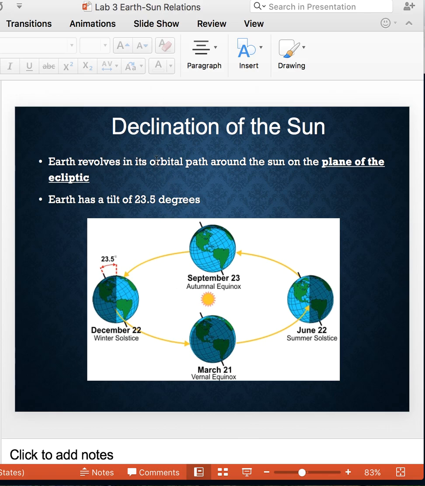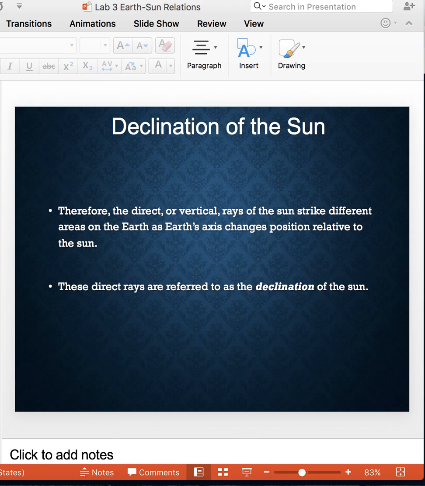Earth revolves in its orbital path around the sun on the plane of the ecliptic and has a tilt of 23.5 degrees, something we just went over. Therefore, the direct or vertical rays of the sun strike different areas on the Earth as Earth's axis changes position relative to the sun. This is just explaining everything that you see on the top of page 29. These direct rays are referred to as the declination of the sun.